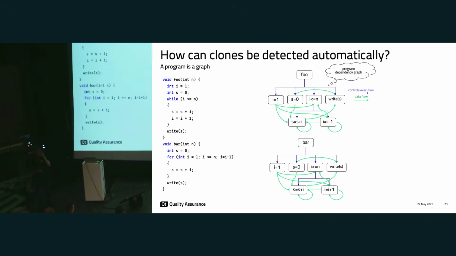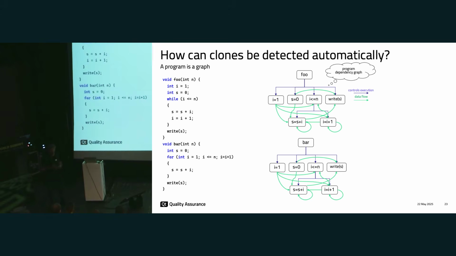Now we turned the program into a graph. If you view a program as a graph, then finding clones means you look for isomorphic subgraphs. And I've applied the same process here on this one, which is syntactically very different. I get this very same graph. And this graph is called program dependency graph, because it covers all the dependencies of the program. And as you can see, they are isomorphic, so they are the same.